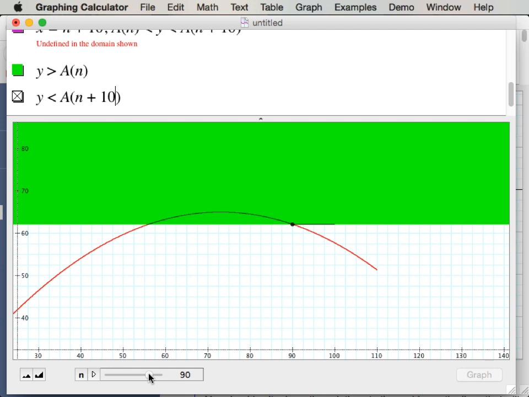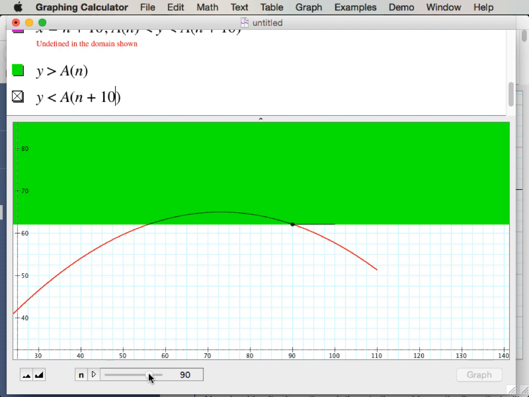Y is less than a of n plus 10. I knew there was going to be some overlap. There will be overlap between the two. Are you guys any different? There's going to be overlap if it's less than here. So we're specifically talking about when it decreases here, greater than 73 degrees. She wants below a certain value with a gap in between the two regions.